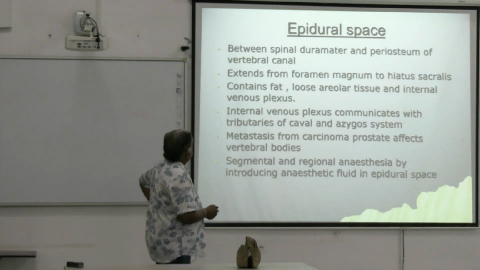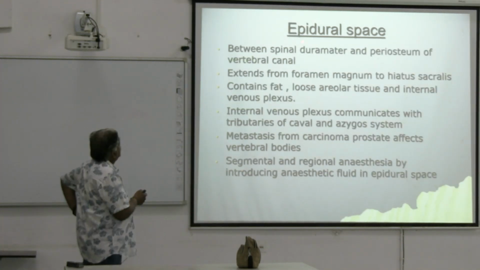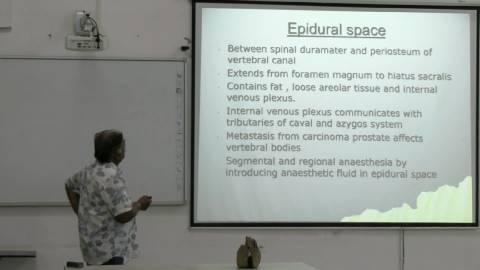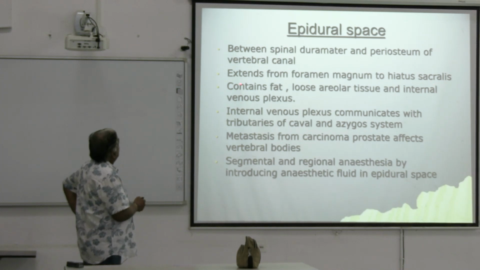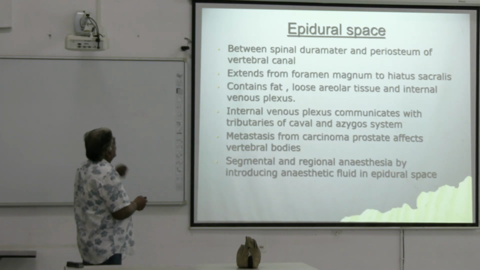Next. Now, the epidural space. The epidural space lies between the spinal dura mater and the periosteum of the vertebral canal. It extends from the foramen magnum to the hiatus sacralis, and contains fat, loose areolar tissue and the internal venous plexus.